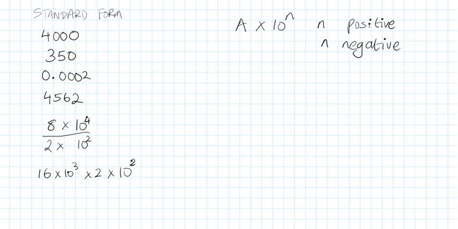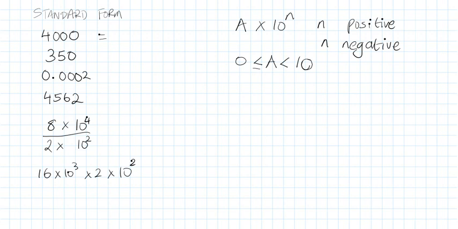However, there's a restriction with the value of a. A has to be between 1 and 10. It should not be a number which is more than 10. So we always try to manipulate in such a way that we get a number which is between 1 and 10 as the value of a.